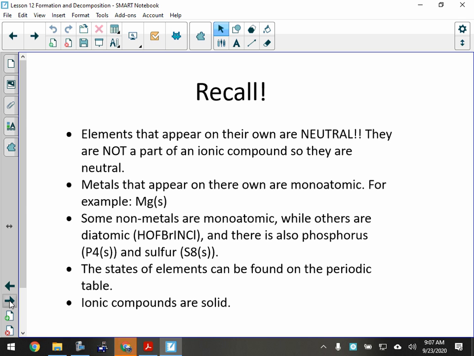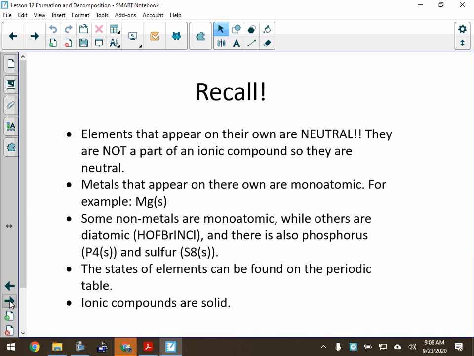I know this isn't the next part here, but just so you remember a couple things: elements that appear on their own. So if I was taking, for example, copper or magnesium or calcium, those elements are neutral, yes? There's no charge on them because they are neutral. Because they're not part of an ionic compound, they are neutral, all right? And I'll show you that when we get to our first example. We'll spend some time on that.